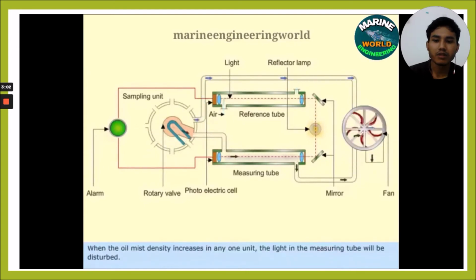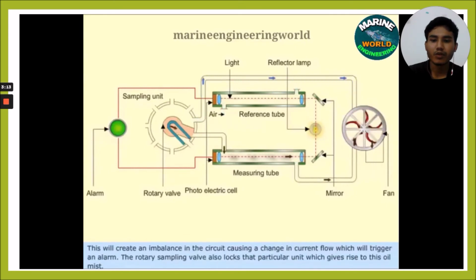When the oil mist density increases in any one unit, the light in the measuring tube will be disturbed. This will create an imbalance in the circuit causing a change in the current flow which will trigger an alarm. The rotary sampling valve also locks onto the particular unit which gives rise to this oil mist.